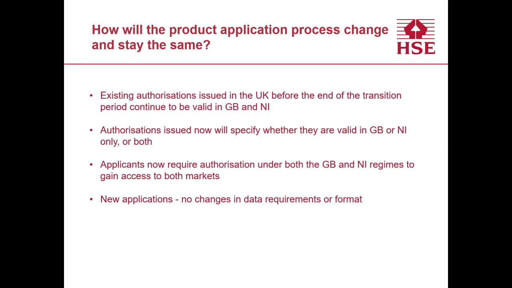Product applications: there's been work done so that existing authorisations carry on being valid in Great Britain and Northern Ireland. Any product authorisations issued now will specify whether they're valid in Great Britain or Northern Ireland only, or both, so that it's clear for people who are using things and putting things on the market. And of course, now applicants for product authorisation have to have authorisation under both GB and Northern Ireland regimes to get access to both markets. But the important thing here is that there are no changes in data requirements or format at the moment, so there is that constant.